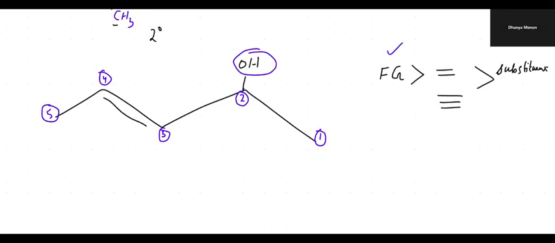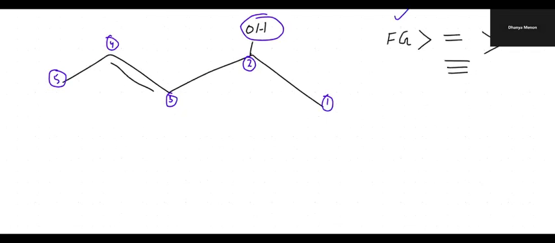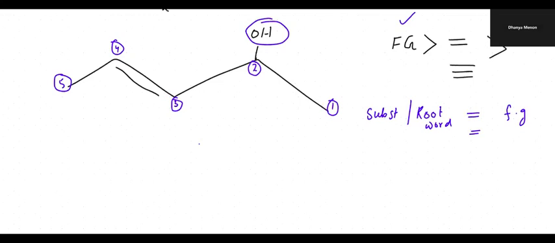Now coming to the name, always, if the substituent is there, first we write the name of the substituent, then the root word, then whether it has a double or triple bond, that is the suffix, then the last is the functional group, that is the suffix. Okay, so here the substituent is not there. Root word is pent.